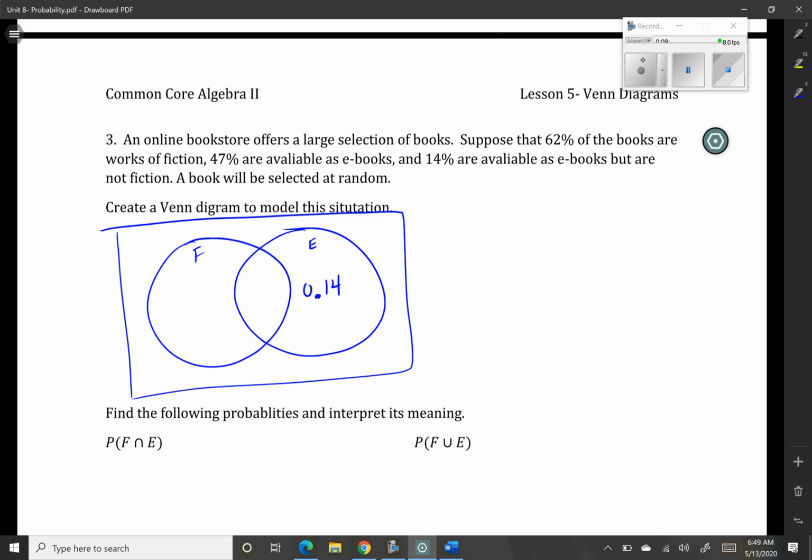Well, that helps me because I know that there are 47% ebooks. So if I take 47 and subtract 14%, I get 33%. So 0.33 is this overlapping circle. And I know if the whole fiction circle is 62%, if I subtract 33%, I get 29%. Then to find the remaining number, the number of neither fiction nor ebook, I would take 1 and subtract 0.29, 0.33, and 0.14. And I'd be left with 0.24.